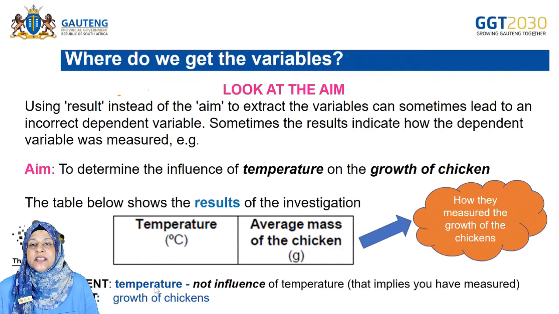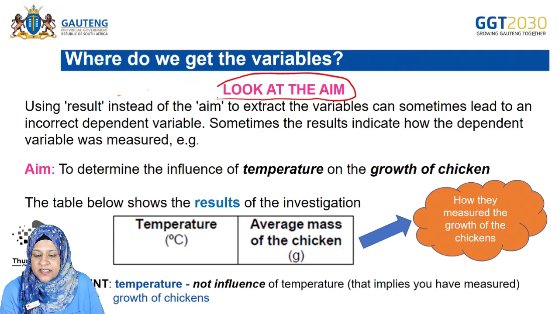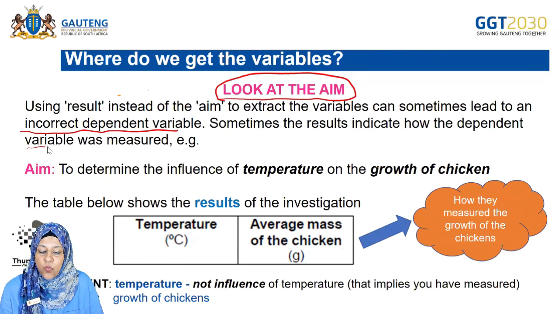Now, where do we get our variables from? This is very important, okay? You get your variables by looking at the aim of the investigation. That's why you need to know how the aim is written. Using the results instead of the aim to extract variables sometimes leads to incorrect dependent variables. So sometimes the results indicate how the dependent variable was measured.